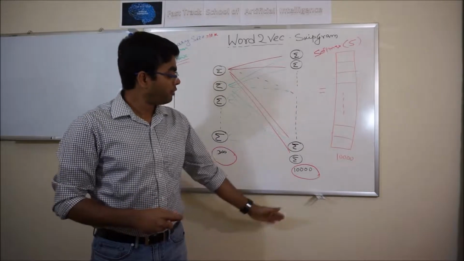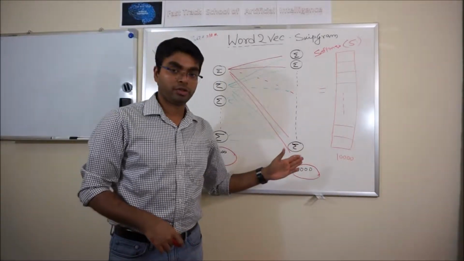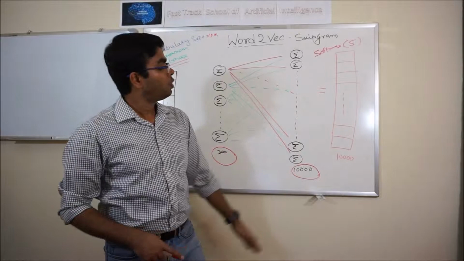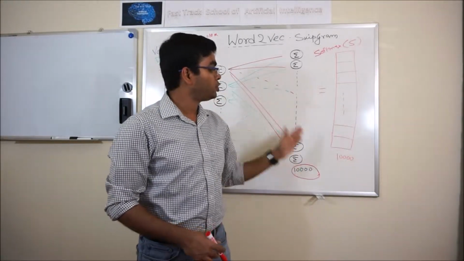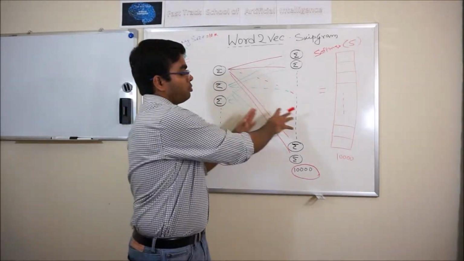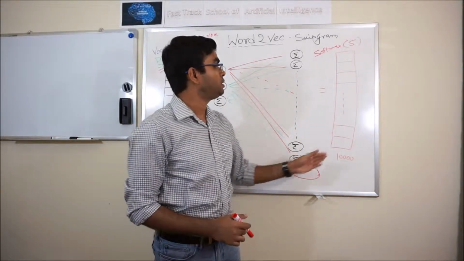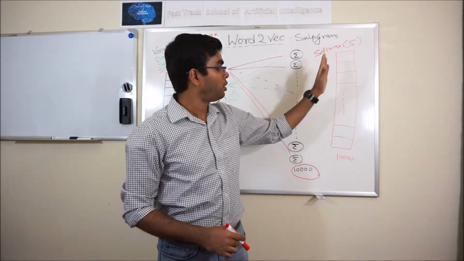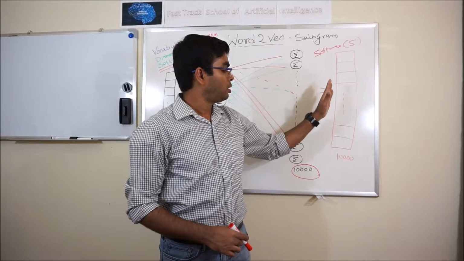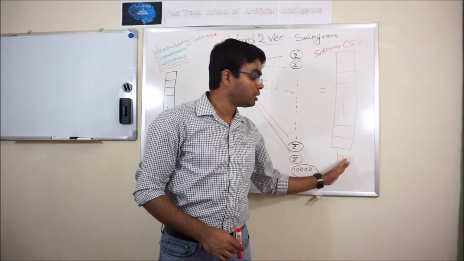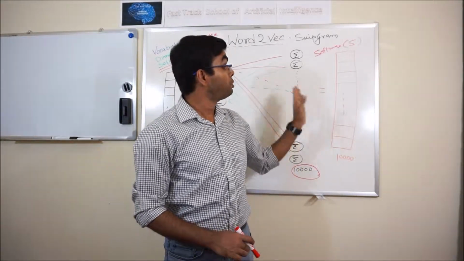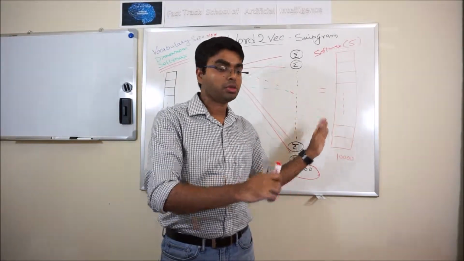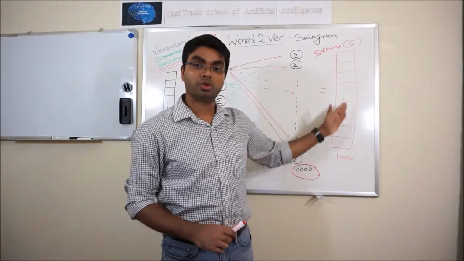In the output layer we have our softmax activation. The final content which we are going to get from all these calculations is a list of 10,000 values, which is basically the probability distribution for all those unique words.